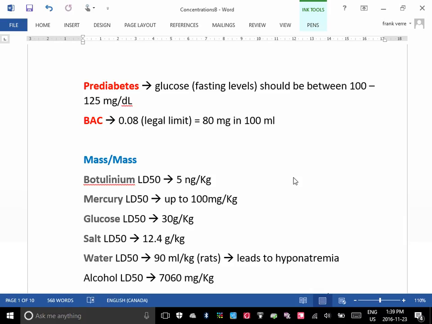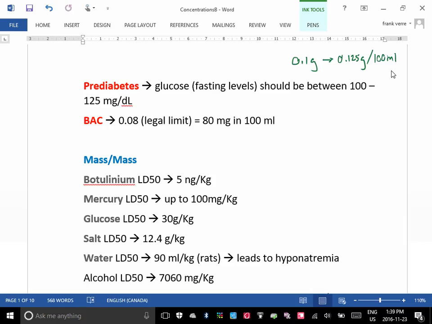Same thing. Mg is milligrams, right? So 100 milligrams would be the same as 0.1 grams. So the range could be 0.1 to 0.125 grams per 100 milliliters. That's what's normal. Fasting means that you don't eat for a certain amount of time, right?